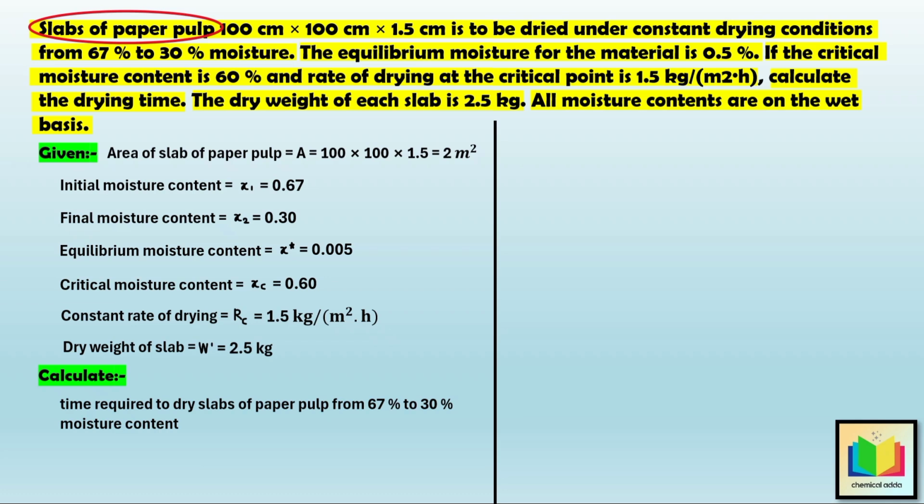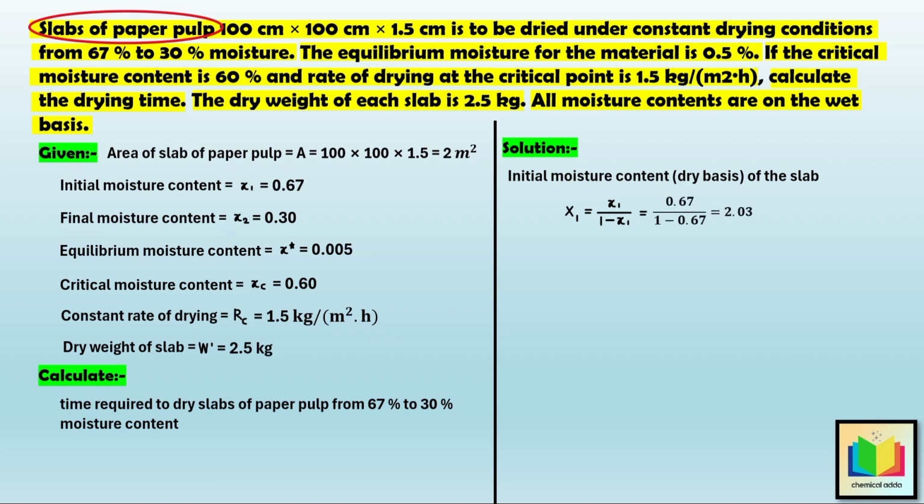So in this example, we are given all moisture content on a wet basis. That's why, first let's convert all moisture content on a dry basis. Therefore, first let's calculate initial moisture content on a dry basis, which is denoted by capital X1, and the formula for it is capital X1 is equal to small x1 divided by 1 minus small x1, where small x1 is the initial moisture content on a wet basis, which is already given as 0.67. So, after putting the value of x1 and solving it, we get capital X1 is equal to 2.03.